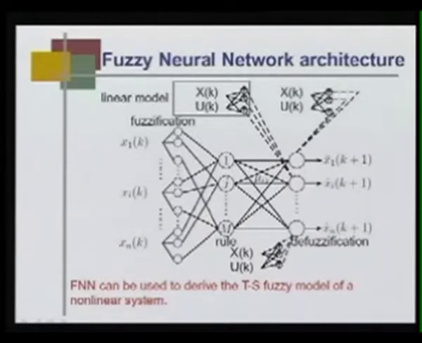So, this fuzzy neural network also can be used to derive the T S fuzzy model of a nonlinear system. So, we identify that, and once the neural network weights are identified, for example, this one is the linear model for rule 1, this one the linear model for rule j, and this one the linear model for rule m. So, earlier in the beginning of the class we said T S fuzzy model. I hope that you understood by this discussion.